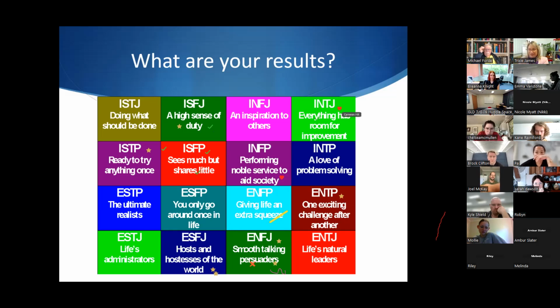ISTJ, Joel. Yep, Guardian. There you go. A few of them know their codes, which is good, which means they've already been in and done it. That's great. Look at you. Have another go. That's it, Brody. It's such an interesting one.